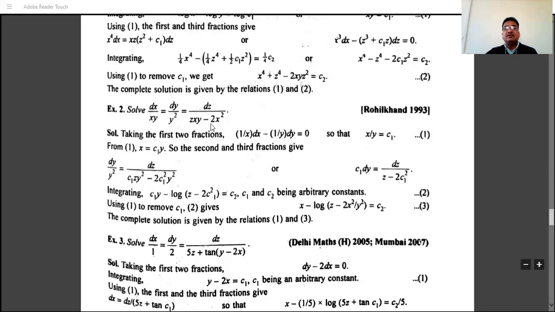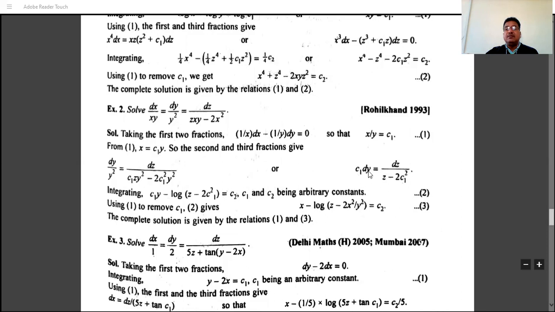So consider second and third ratio. That is dy divided by this and dz divided by this. And write x in terms of y. So x gets cancelled. That is, substitute x as c1y. So by considering second and third ratio and substituting x as c1y, we have this after simplification, after separating the variables, that is, shift all the z functions to RHS and y functions to LHS, and then integrating.